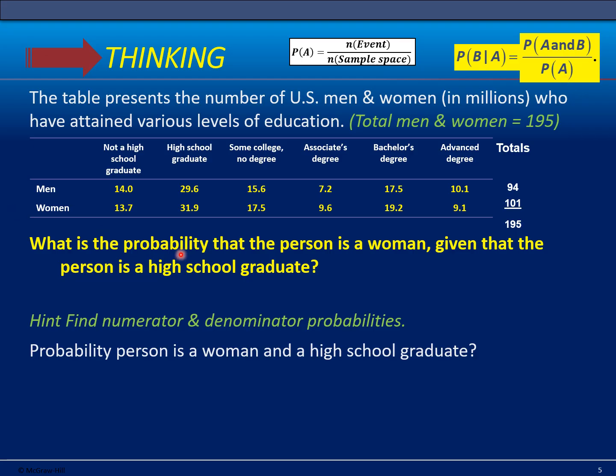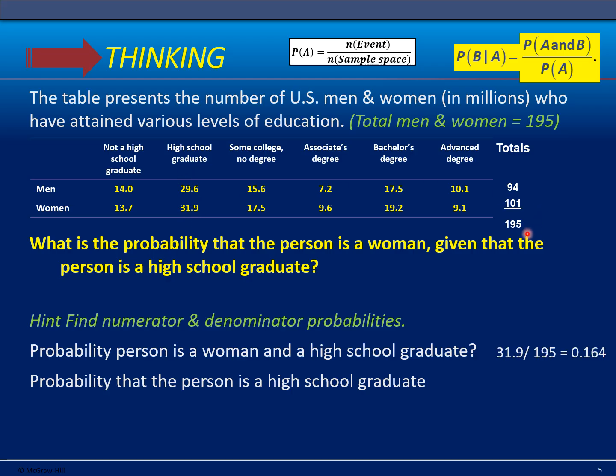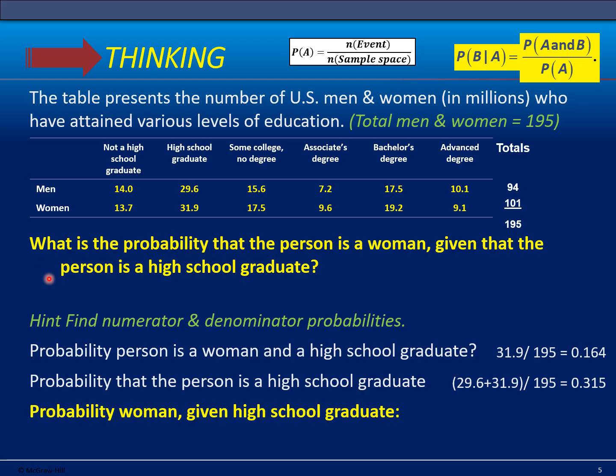So the probability that the person is a woman and a high school graduate is right here, 31.9 over the total 195. The probability that the person is a high school graduate, we would add both of these numbers here, high school graduate, this column, divide by 195. And so the probability of a woman given a high school graduate is the probability of both woman and high school graduate divided by the probability the person is a high school graduate. And so we get 0.164 over 0.315, and we can see the probability is approximately 52%.